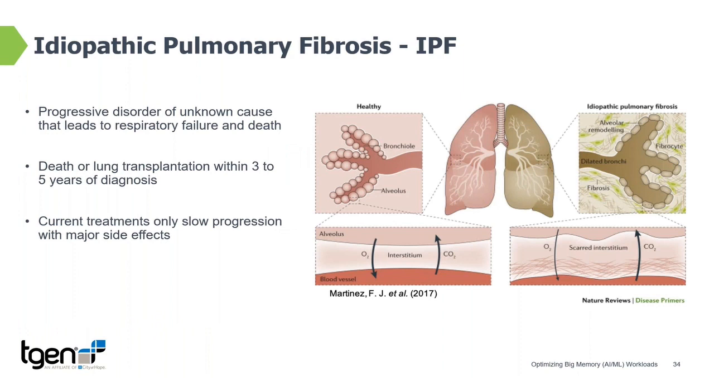So IPF, or idiopathic pulmonary fibrosis, is a relatively new progressive disorder, clearly doesn't have any known cause, and the prognosis is pretty grim. Without a lung transplant, within 3 to 5 years, death is the result. And current treatments essentially only ameliorate the symptoms, and any known treatments also provide major side effects, unfortunately.